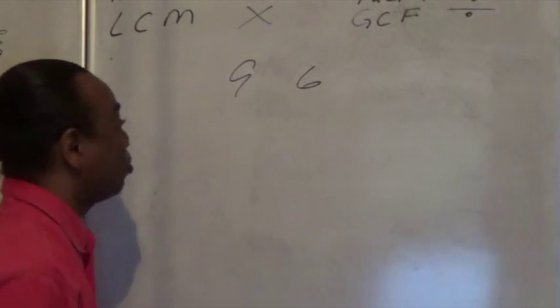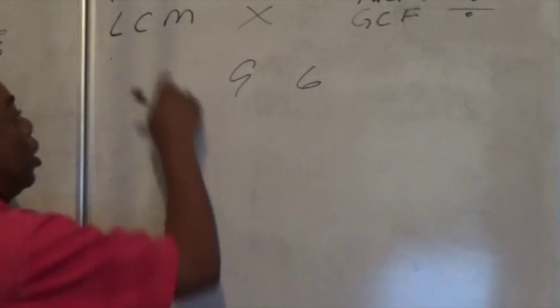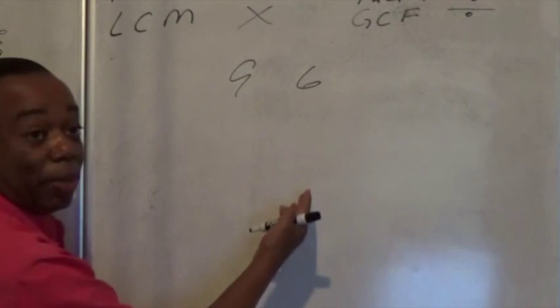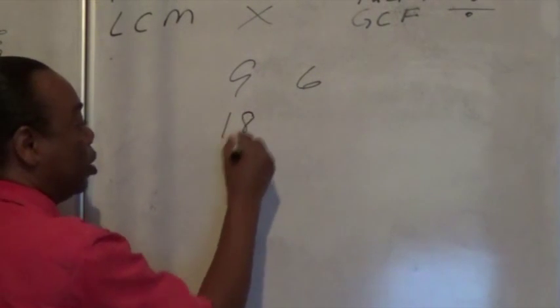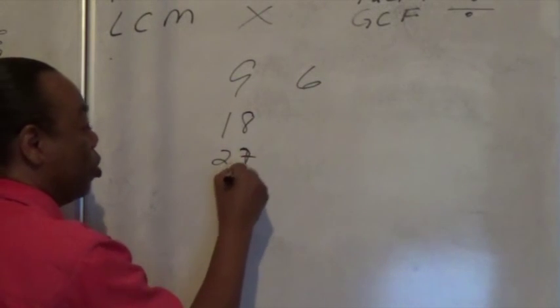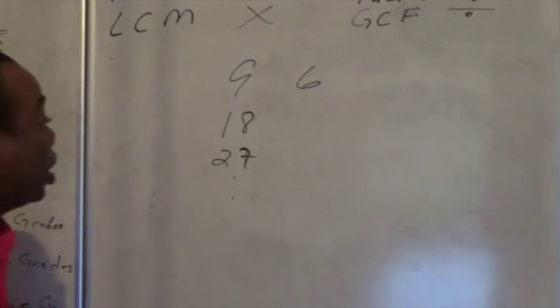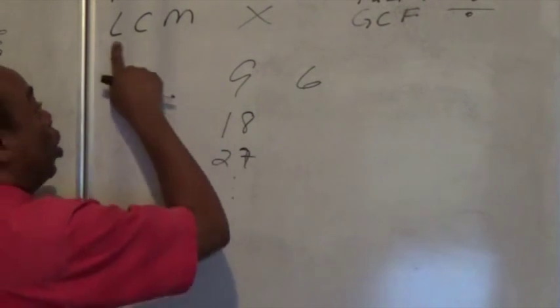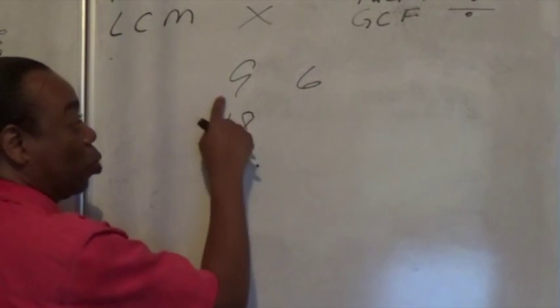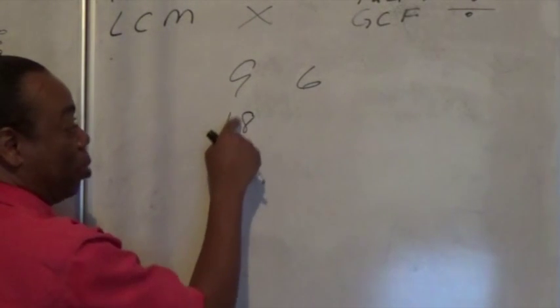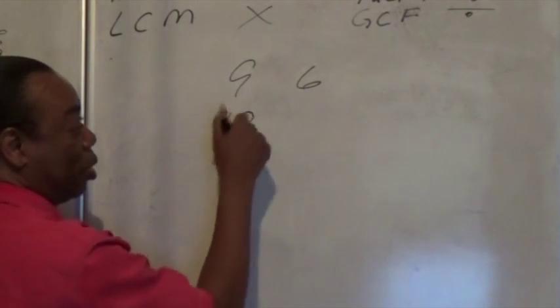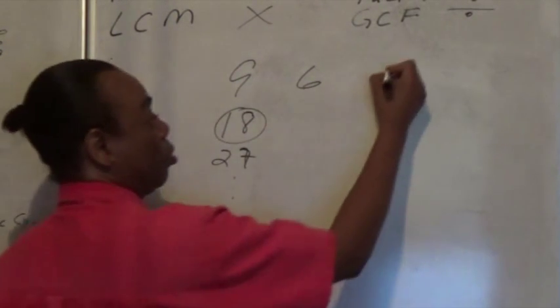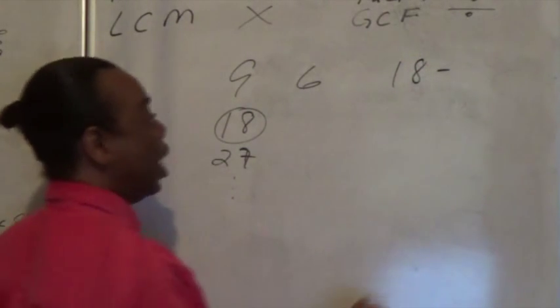Alright, 9 and 6. Again, to find the LCM, I use multiplication tables, and I'll start with 9. So 9, then there's 18, and then there's 27. There's more, but I'll stop there. I want to know the lowest number out of all these that 6 will also go into. It'll be 18, because 18 is also in the 6 times table. So that's it.